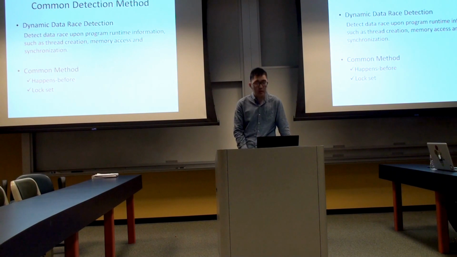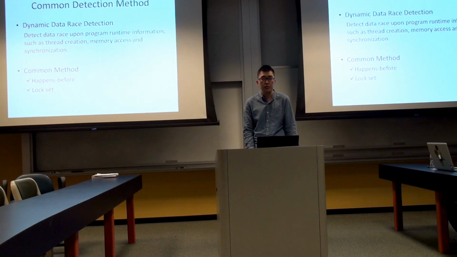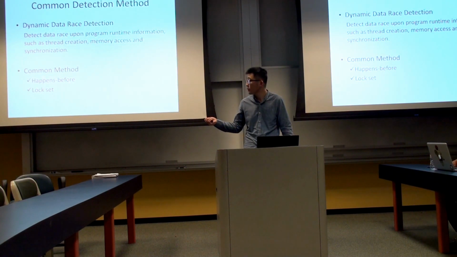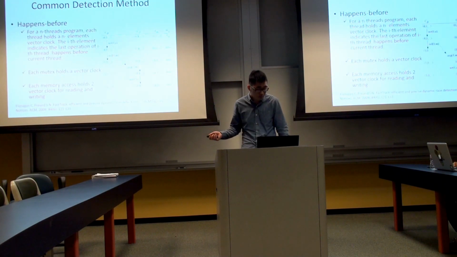To detect this data race, we have some methods. One is called dynamic data race detection. The idea is to use runtime information, for example, thread creation, memory access, and synchronization, and analyze this runtime information to see whether there are any chances of this bug happening. Here are two common methods. One is called happens-before, one is called lockset. I will introduce them one by one.